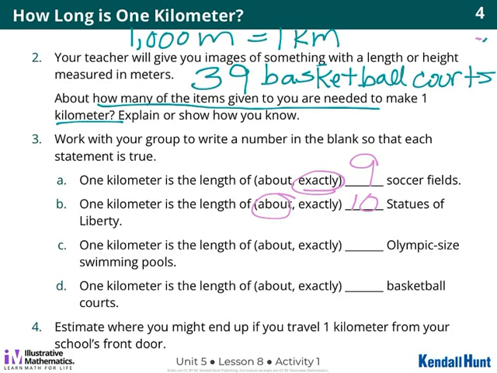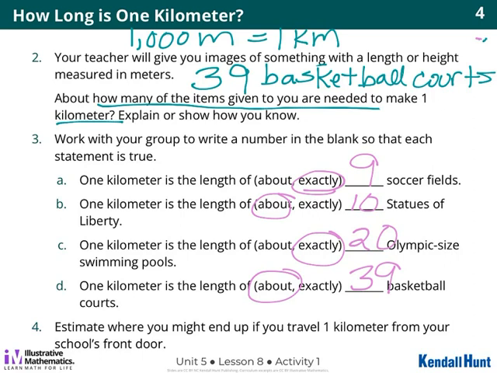And is that about or exactly? That would be exactly. 1 kilometer is about exactly that many basketball courts. Hadley: About 39. About 39. I agree. Questions, comments?